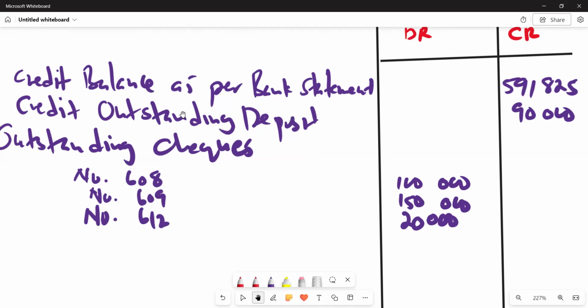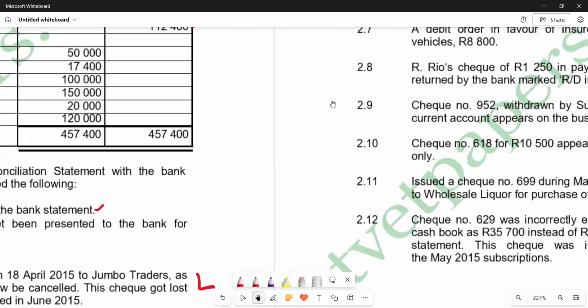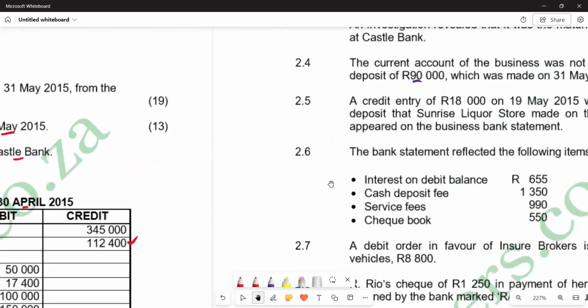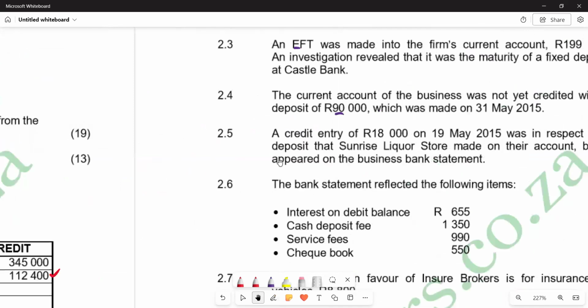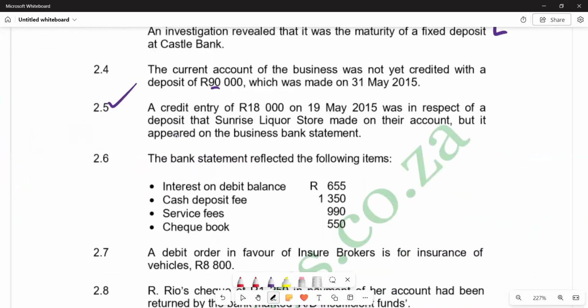Then we can proceed with our adjustments, whereby we go to the additional information. Let's start to see. Right, we are on 2.5, which reads: a credit entry of 18,000 on 19 May 2015 was in respect of a deposit that Sunrise Liquor Store made on their account, but it appeared on the business bank statement. So it means this was credited on the bank statement, 18,000, and it's not supposed to appear there.